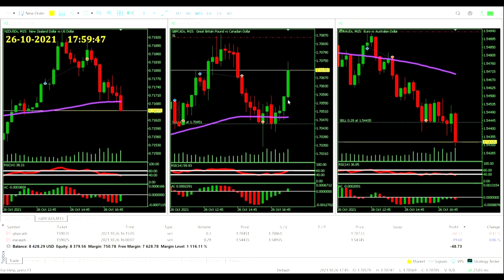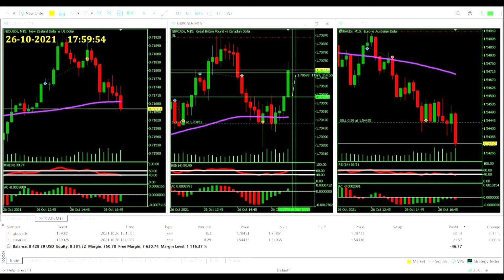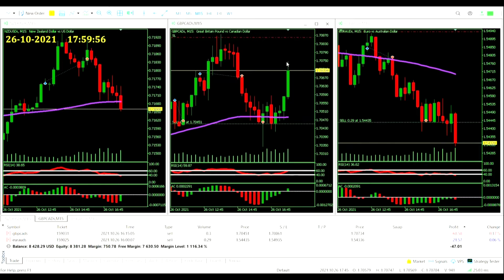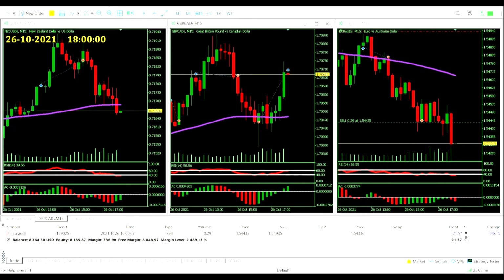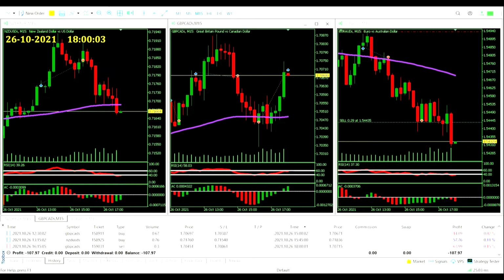15 seconds until we close down this trade on the Great British Pound Canadian dollar, and it did get a lot worse this candle. Big green has stepped into the market. The buyers are here. It's receded a little bit from that high, but in 1 second we shut it down. And so there we go. Let's have a look at the history.